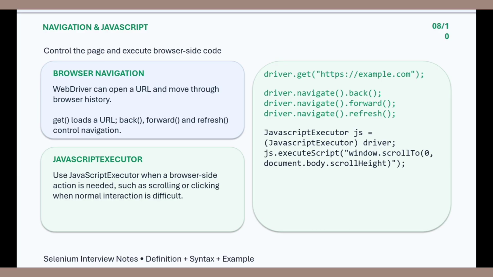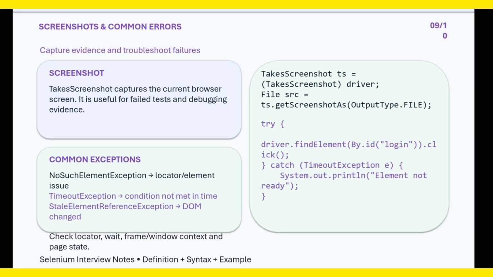Next, let's talk about screenshots and some common Selenium exceptions. Screenshots are extremely useful when a test fails because they give us visual evidence of what happened on the page. Selenium provides the TakesScreenshot interface, which we can use to capture the current browser screen.